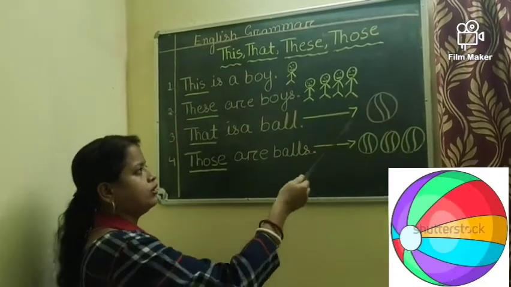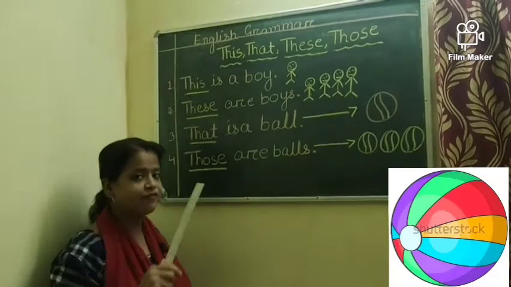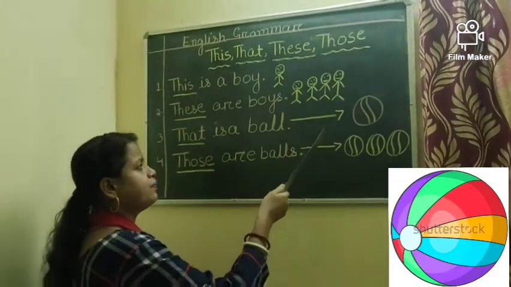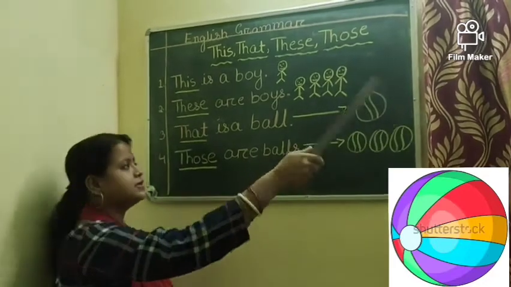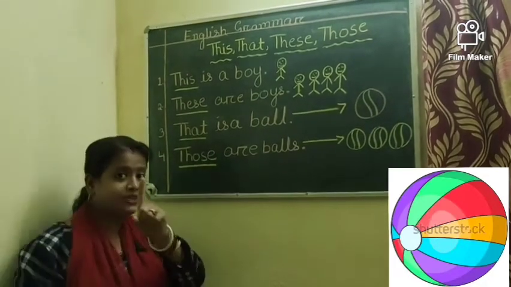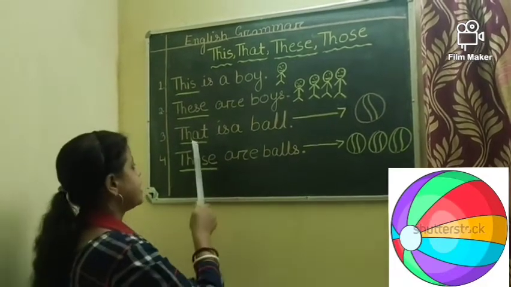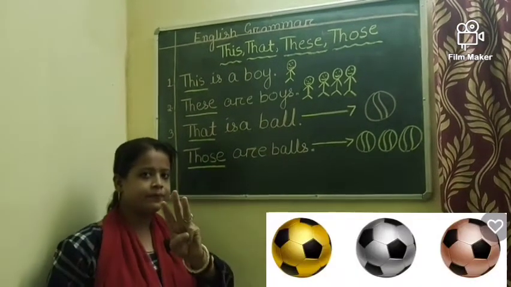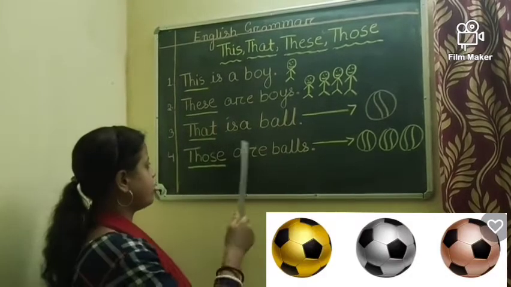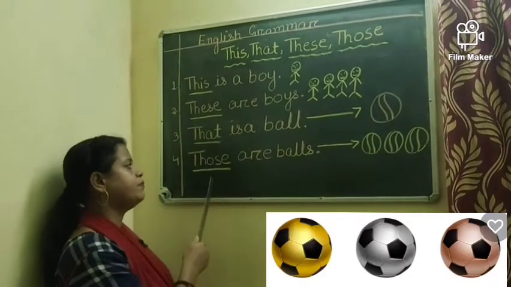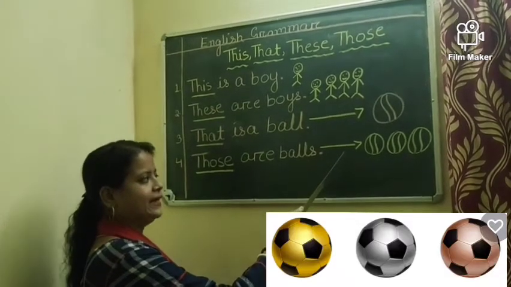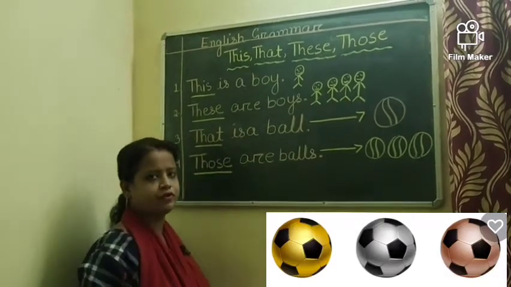Now see this one. That is a ball. For this ball we use that, for far away things, and those also. Clear? So that is the ball. This ball is far away from us, and the object is one ball. That is why that is the ball. And when the ball becomes 3, then it becomes plural. So what we are going to use here will become those. Those are balls, and this arrow mark indicates that these balls are far away from you.